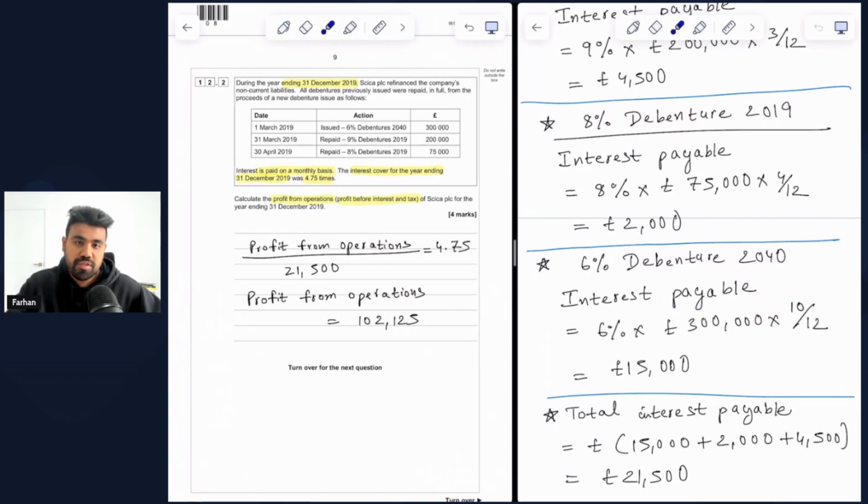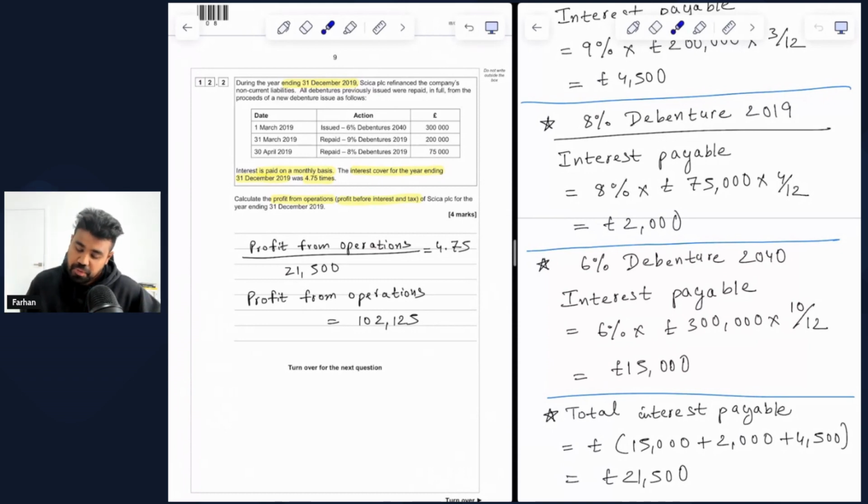The 10/12 simply means that this new debenture has already been in use for 10 months in the financial year ending 31 December 2019. How do we know it's 10 months? If you check the table, it clearly says that on 1 March 2019, new debentures with a 6% interest rate and maturing in 2040 worth £300,000 were issued. So from March 2019 until 31 December 2019, how many months do we have? 10 months. So we have March, April, May, June, July, August, September, October, November, and December. So it's 10 months. That is why we are multiplying with 10/12.